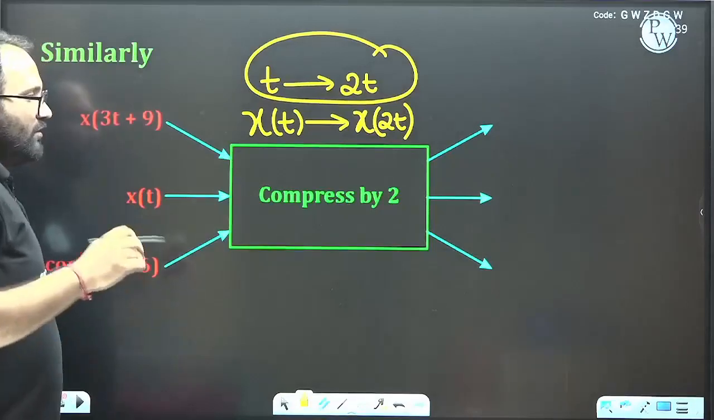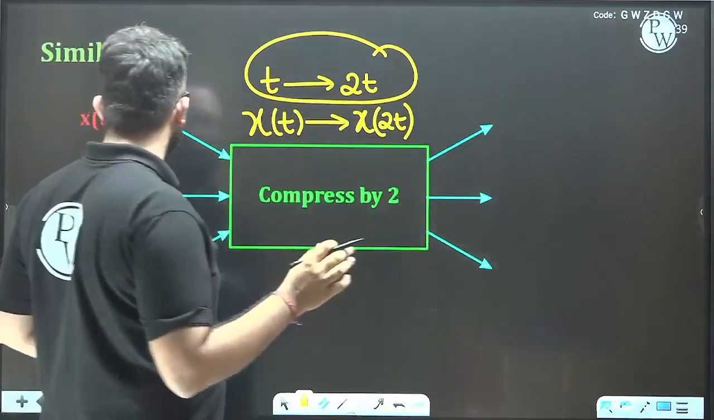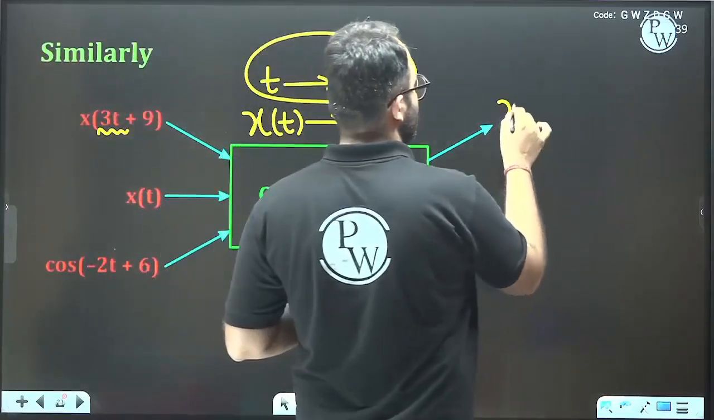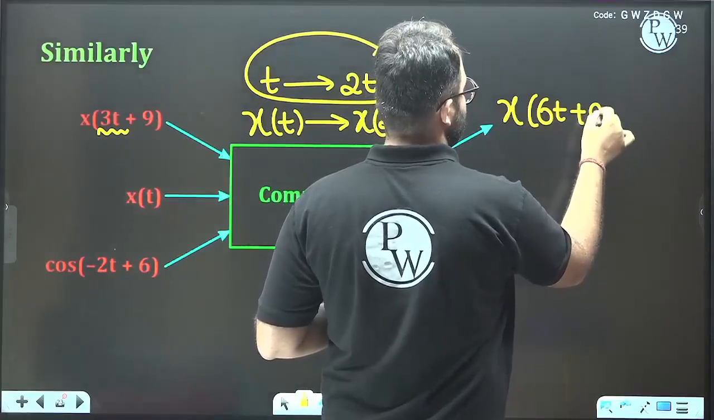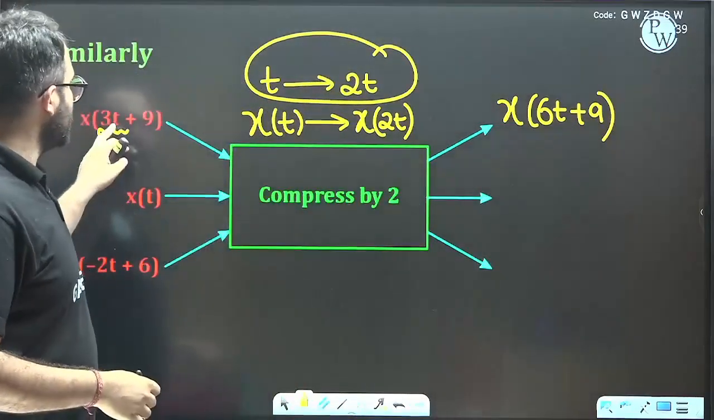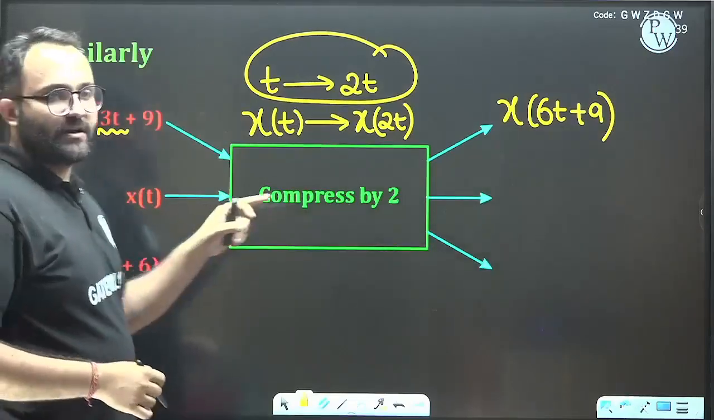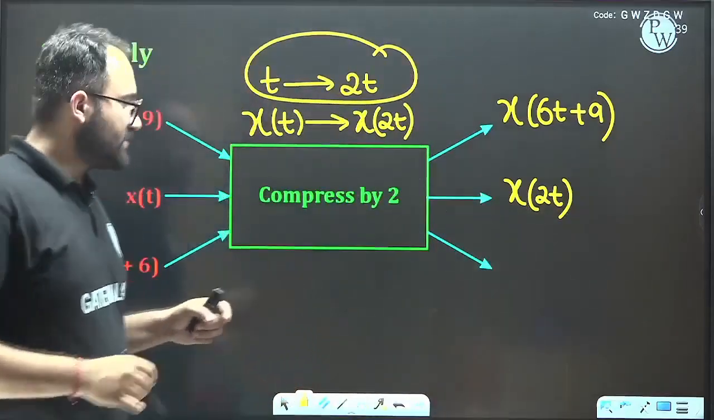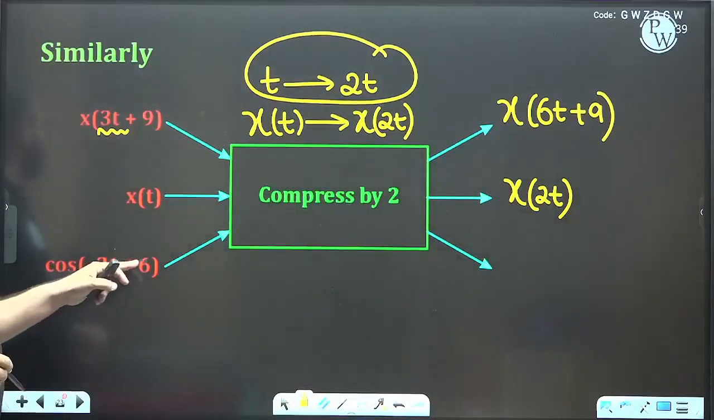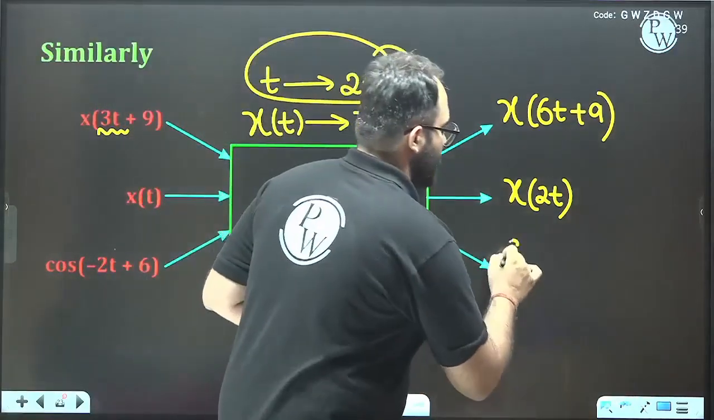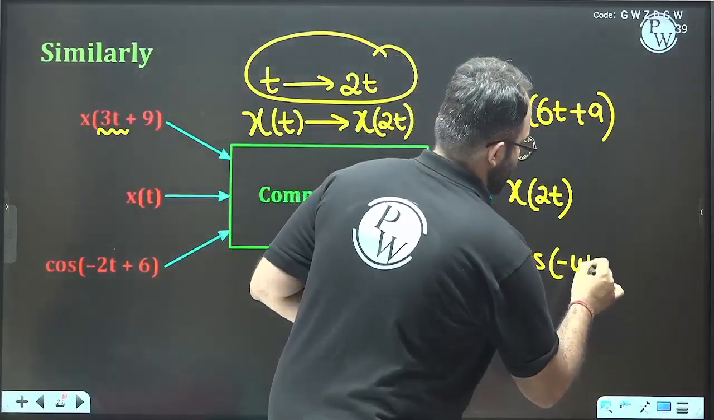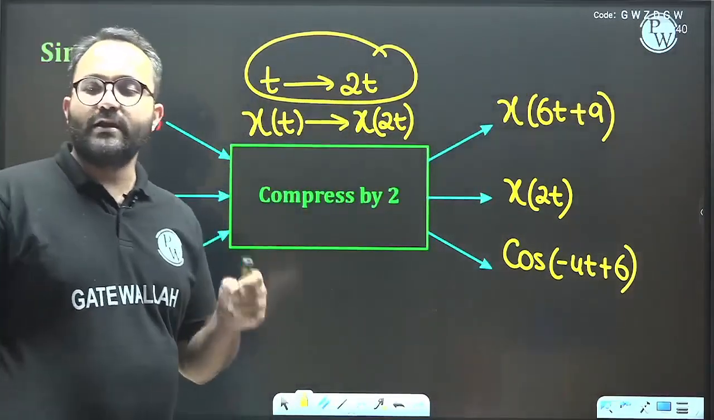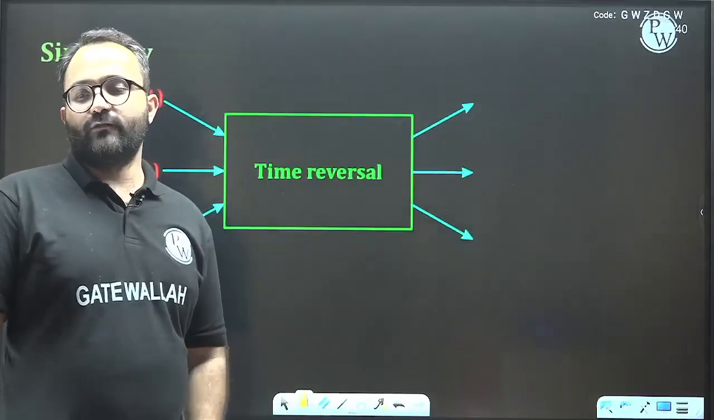Always remember that the system will work only on variable t. So here x(3t) will convert into x(6t+9), the variable t converting into 2t. Now x(t) will convert into x(2t). And the third one, cos(-2t+6), we replace t by 2t. Always remember that these systems work only on variable t.